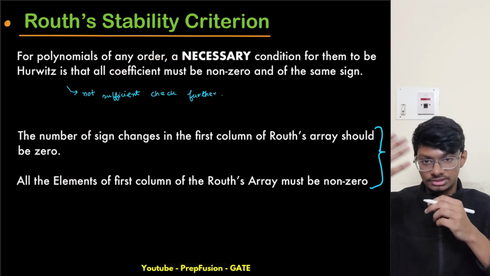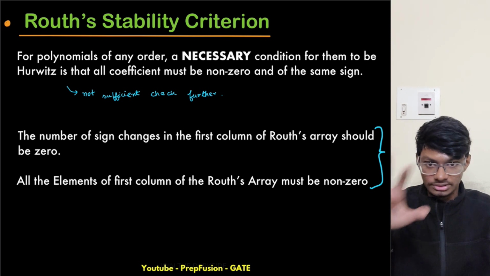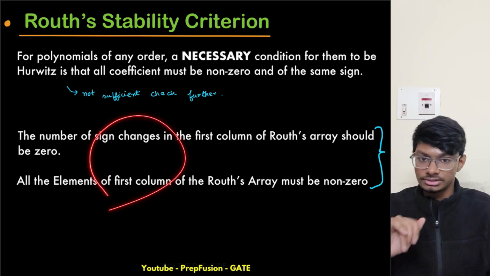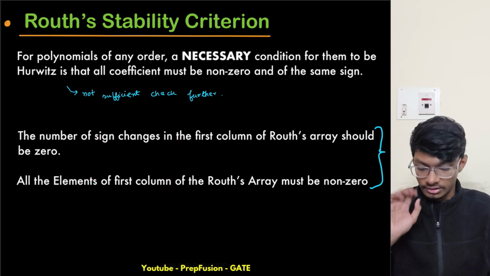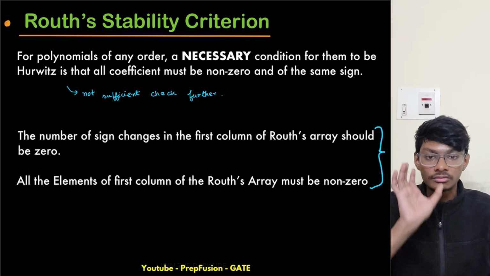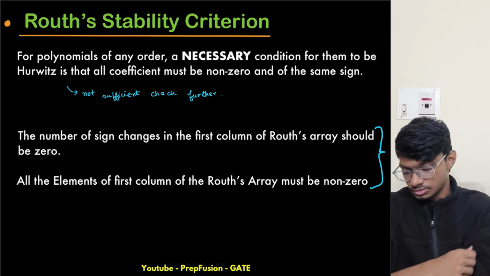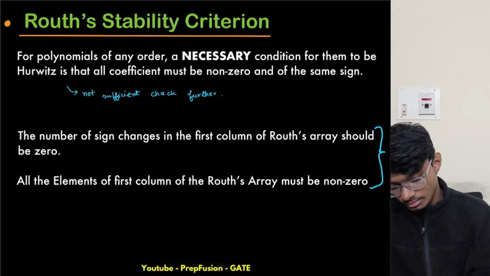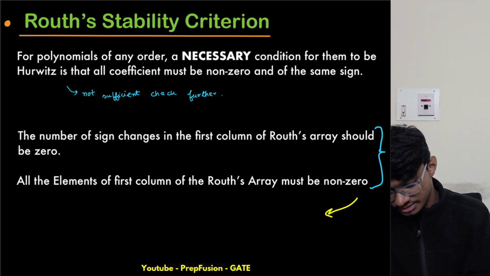Obviously just by seeing the equation you can say so, but if you just check these two conditions, you are good to go. If these two conditions are satisfied, then your polynomial will be stable. Basically your system will be stable. So this is the sufficient condition.